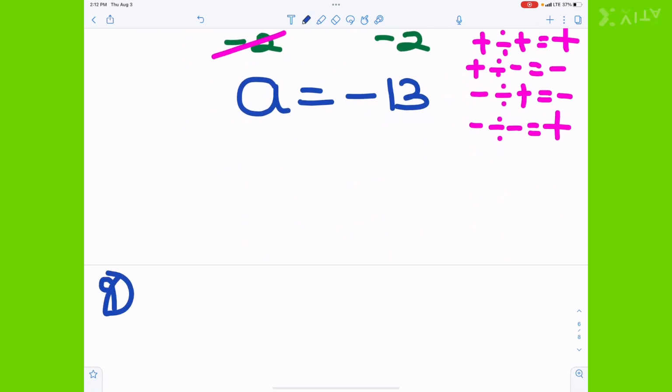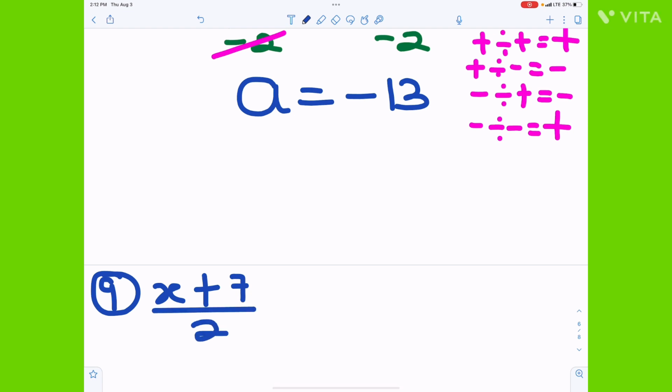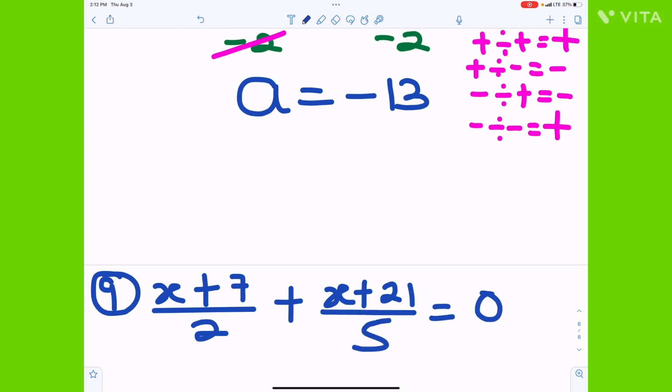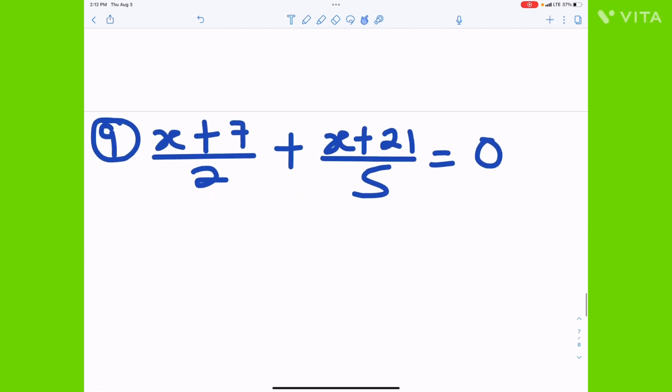In number 9, the question is x plus 7 over 2 plus x plus 2 over 5 equals 1. I'm going to be faster here. The more examples I give you, the faster we can move at a reasonable pace.